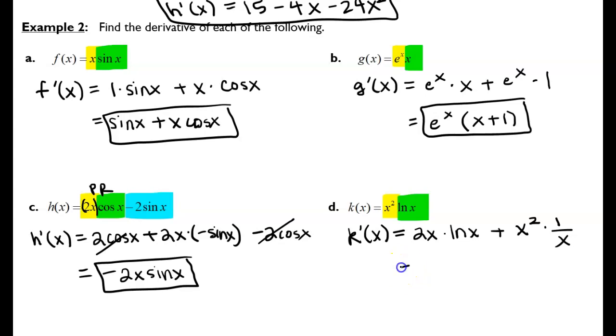So we can simplify this a little bit. We've got 2x natural log of x plus, this is really x squared divided by x, so that would just leave me with an x. You could factor an x out in the front, but you don't have to.